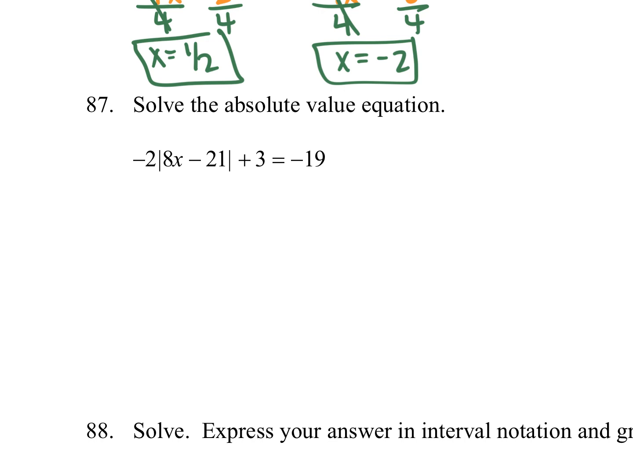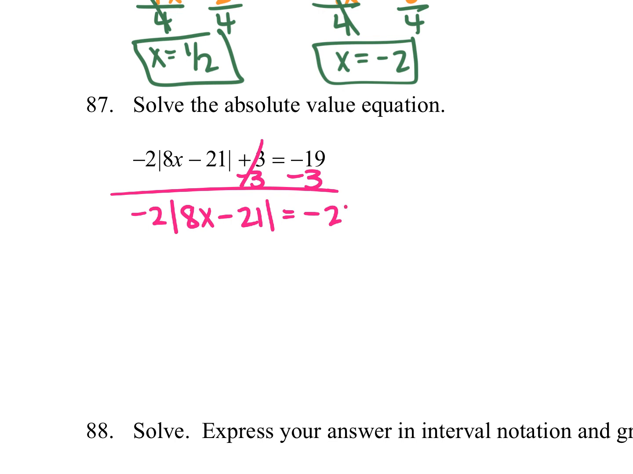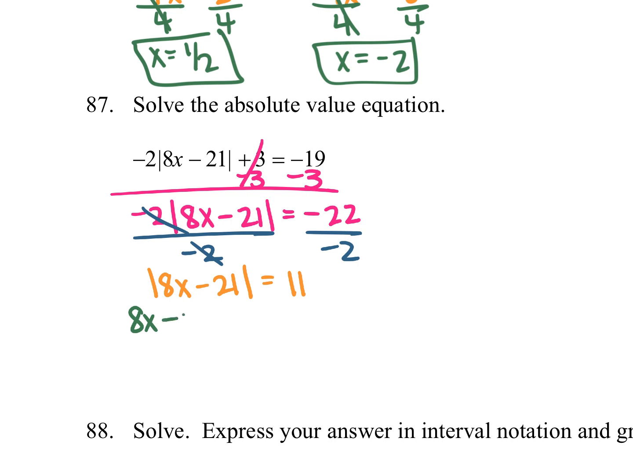For 87, you have negative 2 times the absolute value of 8x minus 21 plus 3 is equal to negative 19. Move your 3 over first, subtract it from both sides. That's negative 2 times the absolute value of 8x minus 21 is equal to negative 22. From here, divide each side by negative 2. This is going to give you the absolute value of 8x minus 21 is equal to 11. Absolute value is isolated, it's equal to a positive number. You're going to have 8x minus 21 is equal to 11, and 8x minus 21 is equal to negative 11.